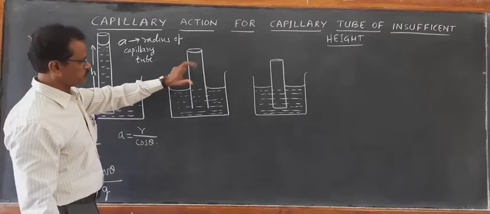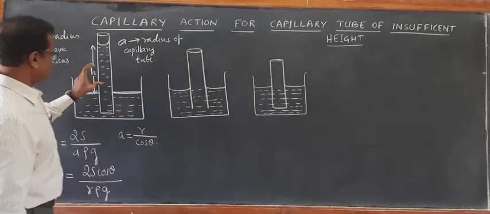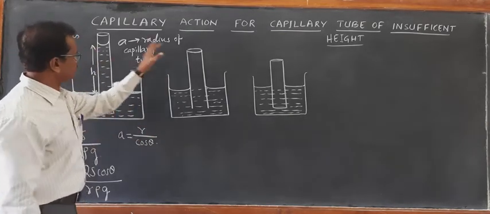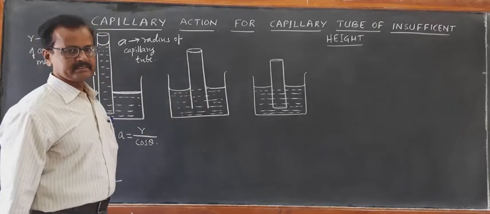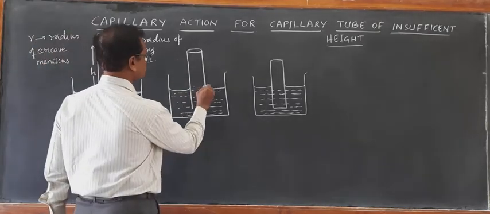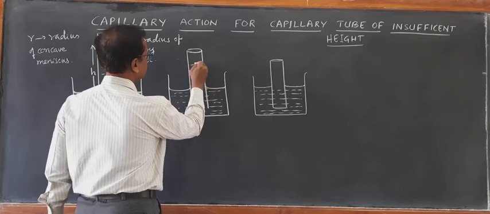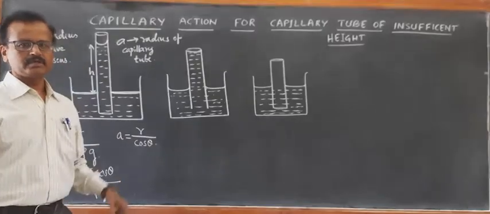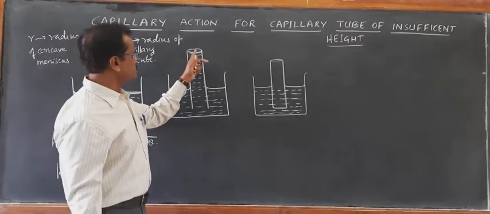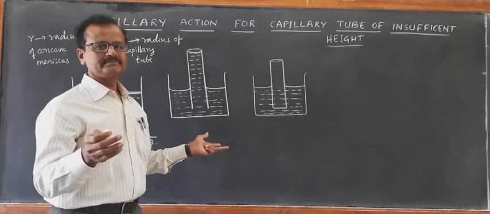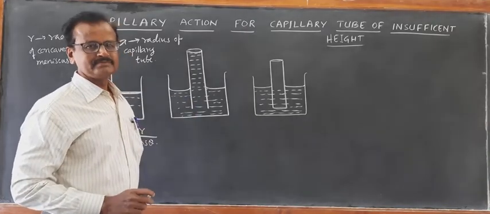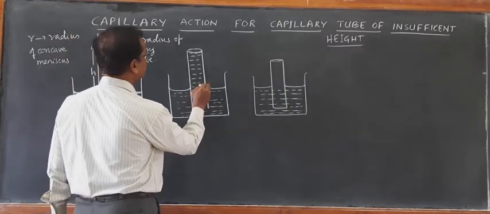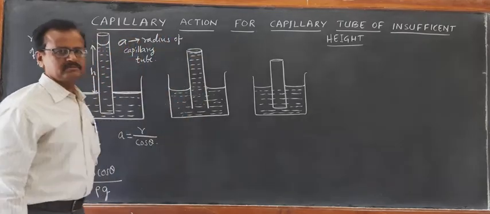Now, let us take the same capillary tube but of insufficient height, having the same radius. Then what happens? Here also water rises. Then the question arises: will the water rise up to here and overflow? Your immediate answer will be that the water rises up to the brim and starts overflowing. But it doesn't happen so. It's very interesting here. The water rises up to the brim and then stops.